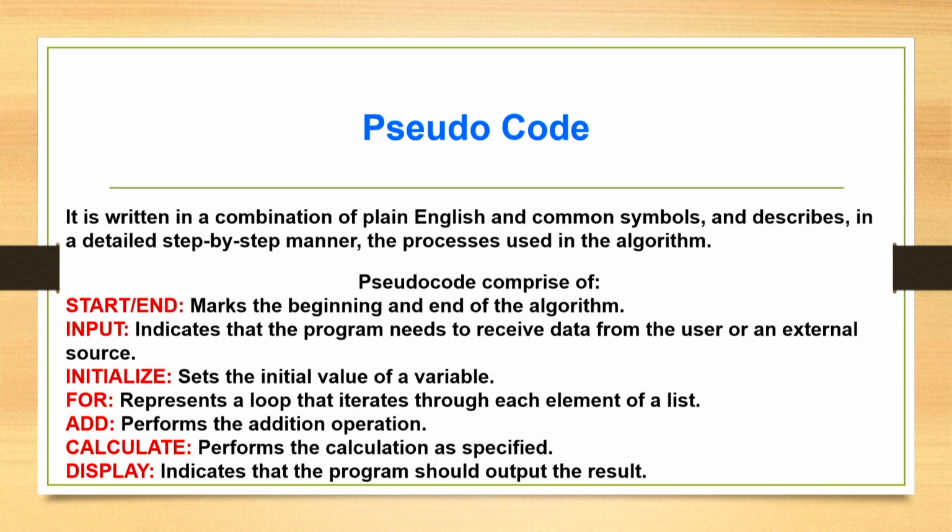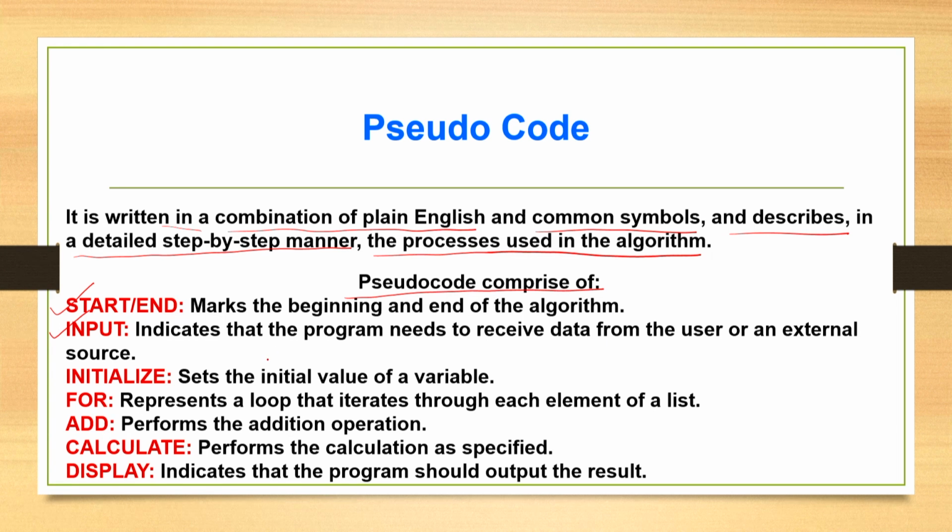Another one is pseudo code. Pseudo code is written in a combination of plain English and common symbols and describes in a detailed step by step manner the processes used in the algorithm. So, it comprises of start and end that we have seen in the case of algorithm and flow chart also, that is a start and a stop. It indicates the start, and a stop indicates the end of the algorithm or end of the pseudo code.